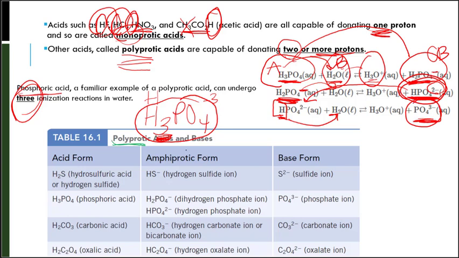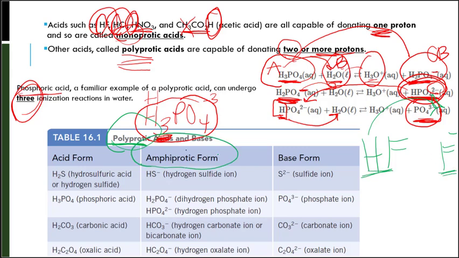Here's a table with some polyprotic acids and bases. Poly meaning there's more than 1 hydrogen to donate. Because obviously if I have HF and I donate one of those hydrogens, my only option in base form would be F-. So this would be my acid, this would be my base. There's no in-between or amphiprotic form. I can have acid or base when there's only 1. But if there's 2 or more hydrogens, then I can have this in-between, this amphiprotic form.